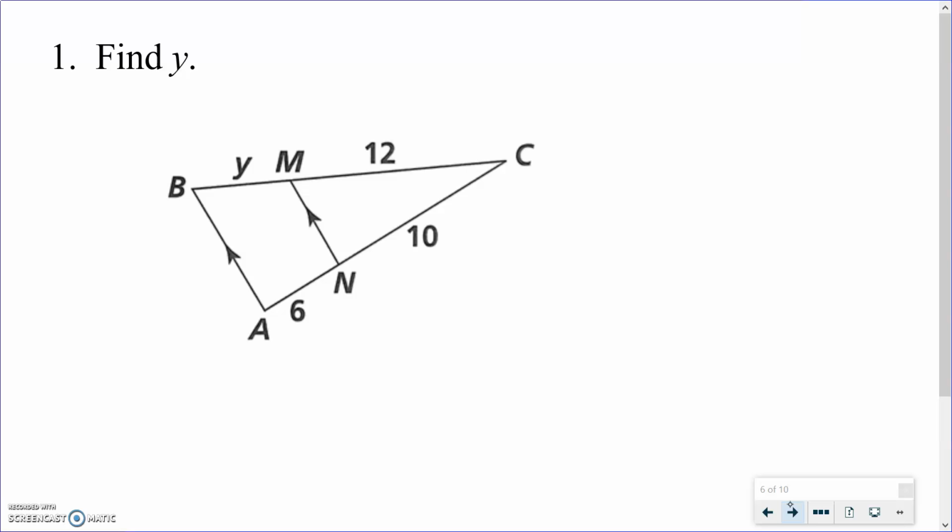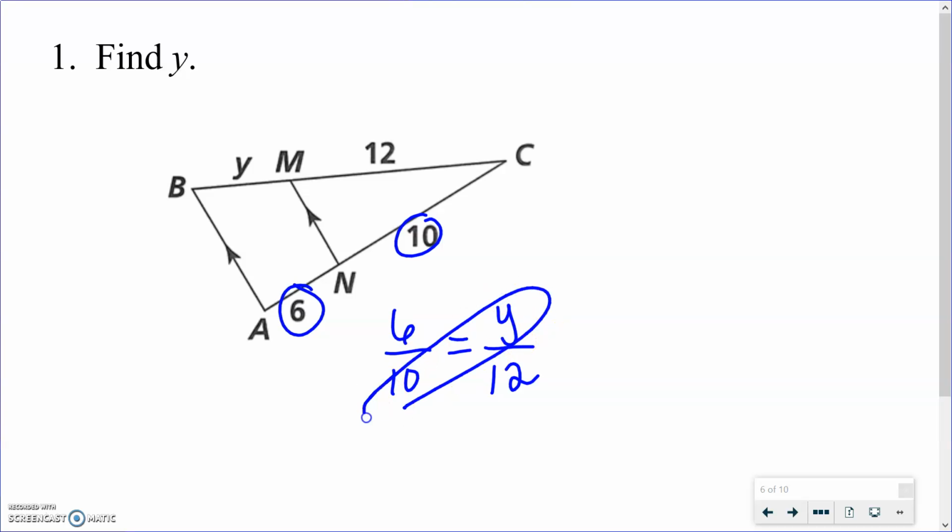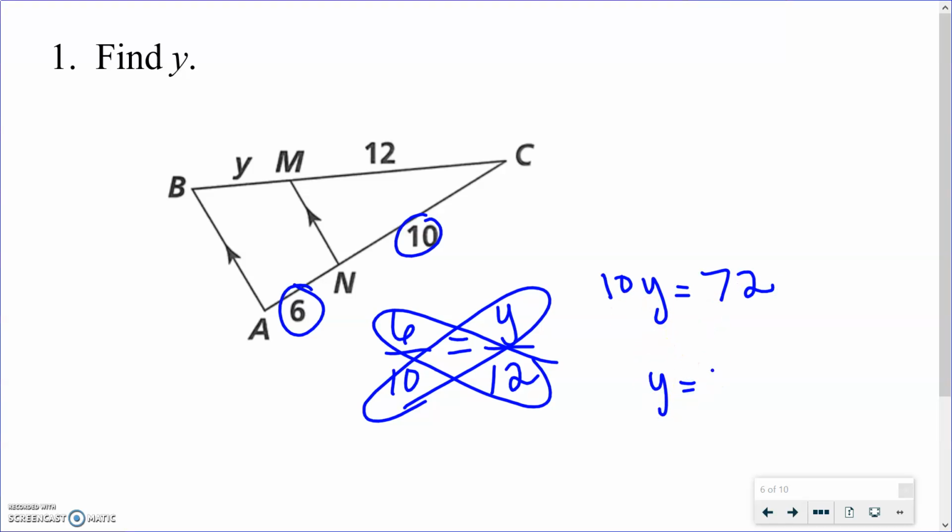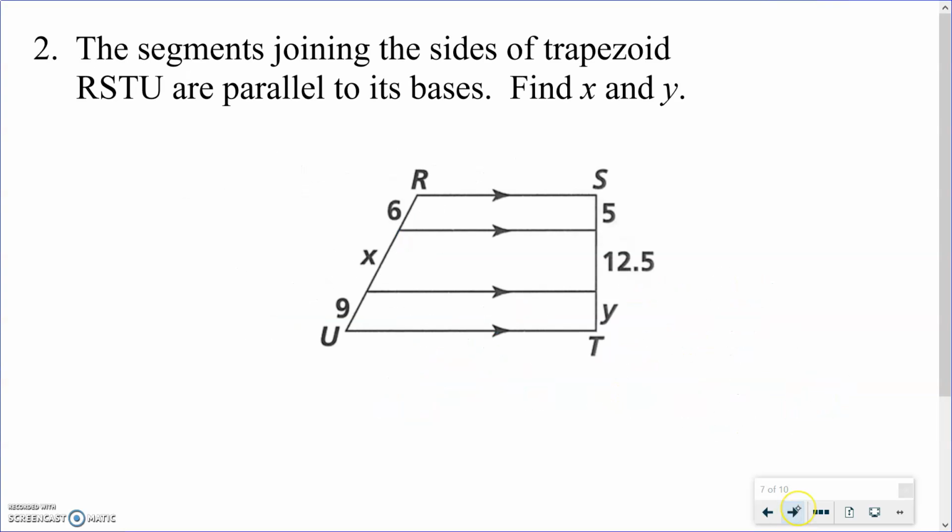Okay, so this is going to use the side splitter theorem. So that says that 6 over 10 is going to be the same as y over 12. Okay, and so we can then cross multiply here, so 10 times y and 6 times 12. So we get 10y equals 72. And then if we divide both sides by 10, we get y equals 7.2. Okay, and again, it's because of that proportionality.